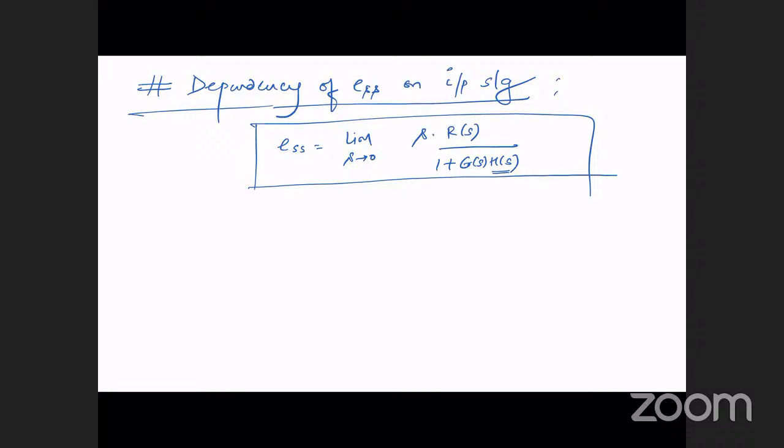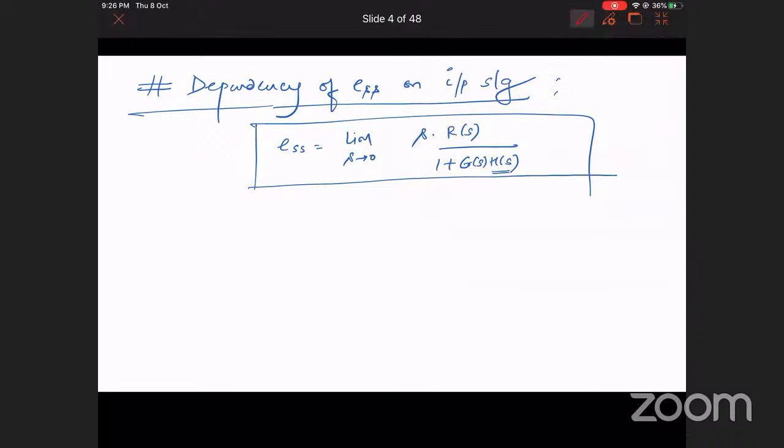Come on, guys. What do you think? This ESS steady state formula, what you have derived, is applicable only for unity feedback system or for both? Okay. Even Prasanna says both. Reddy says both. Is there anybody who wants to differ with this? And let me tell you guys, you're right. Please remember and please make a note.